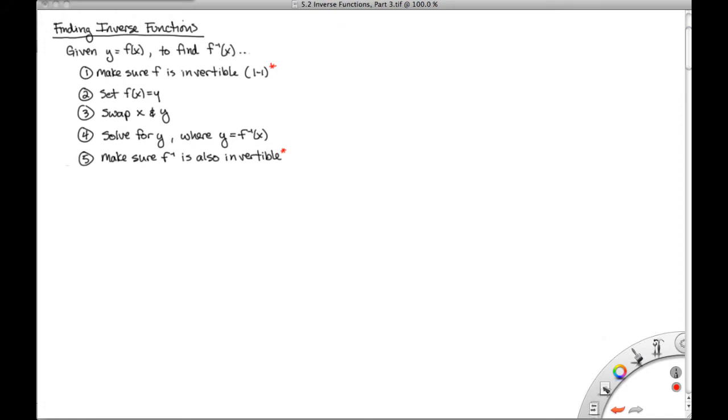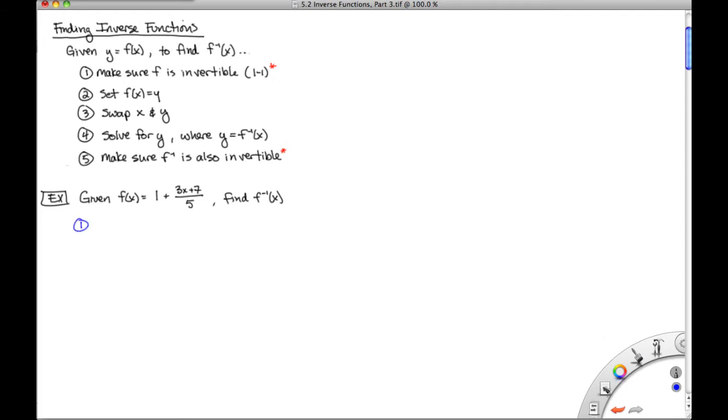So let's just go ahead and start with an example. Let's say we're given some function f of x is equal to 1 plus (3x plus 7) divided by 5, and we're asked to find the inverse function. Well, let's see what we can do using the process we've outlined above.